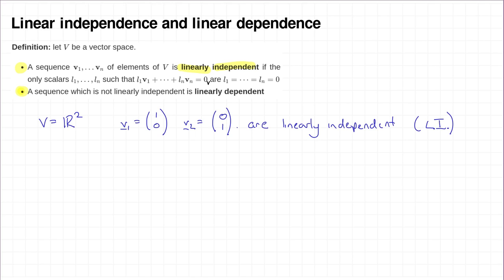All you have to do is to try and solve the equation that says a number times V1 plus a number times V2 is equal to the 0 vector. Once you solve that equation, if the only solution is that the two numbers must be 0, then they're linearly independent. So let's do this. To see this, suppose that we have two numbers, a and b, so two real numbers because we're working with a vector space over the real numbers.